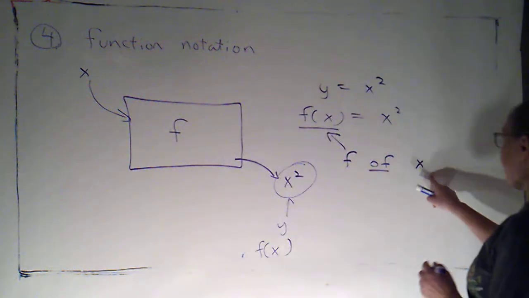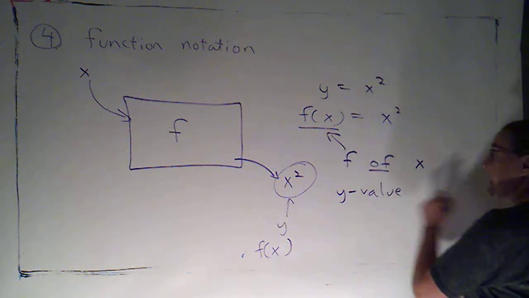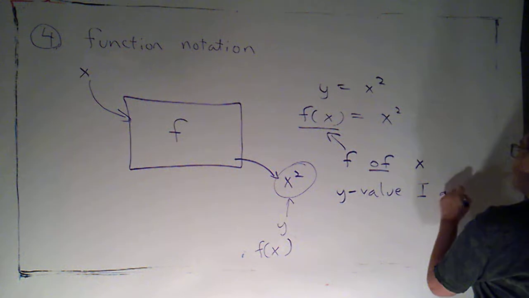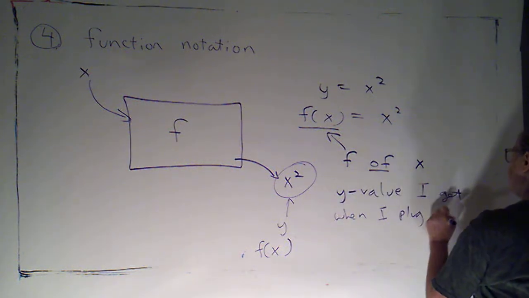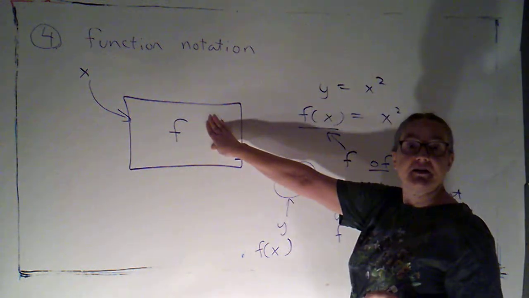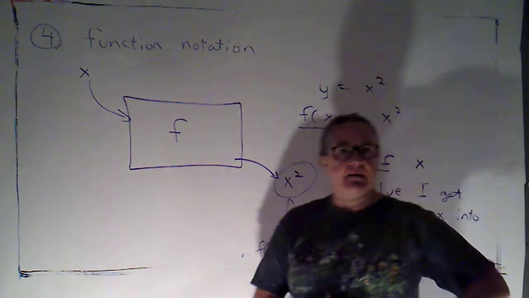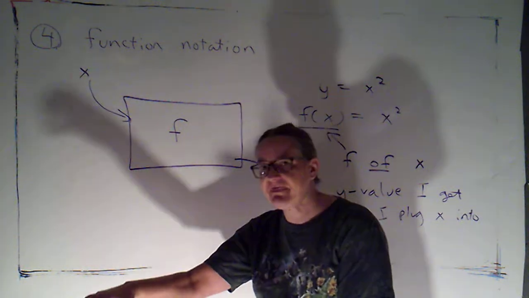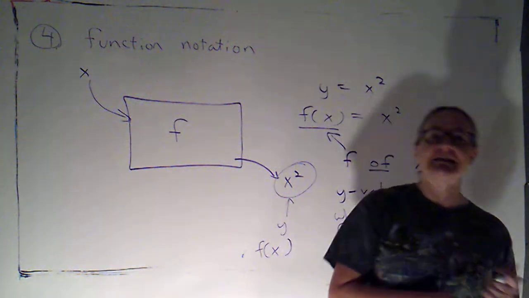What f of x means is it's the y value. It's just a fancier name for my y value. It's the y value I get when I plug x into this function, into the function f. So if I had multiple functions, maybe I've got another function that I'm calling g, g of x would be the y value that I get when I plug into that function. F of x is the y value that I get when I plug into this function.